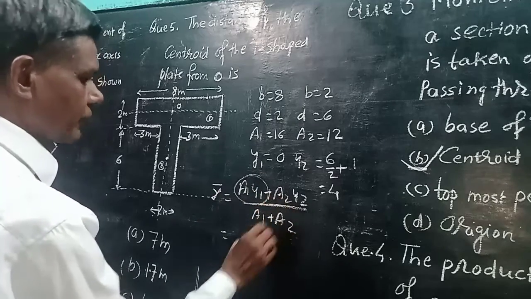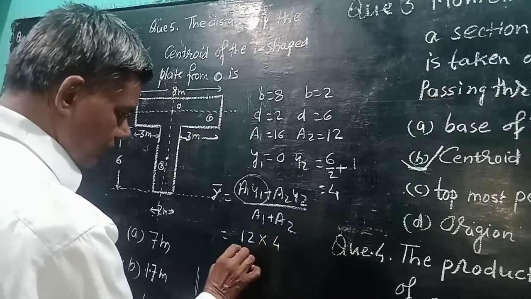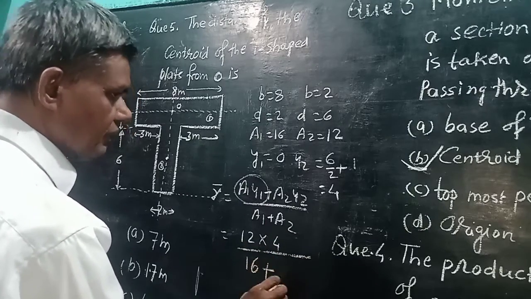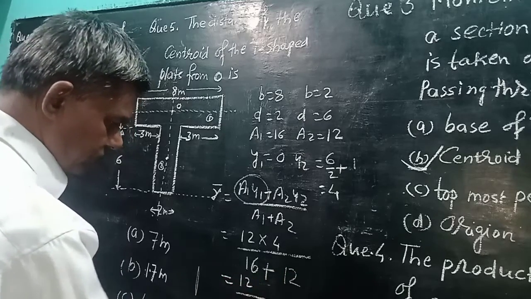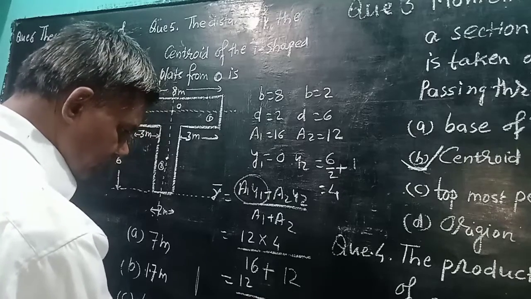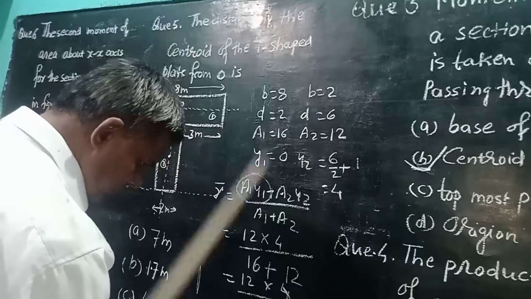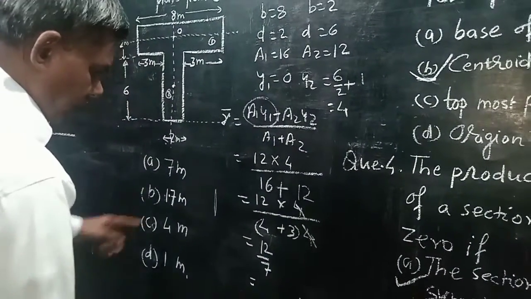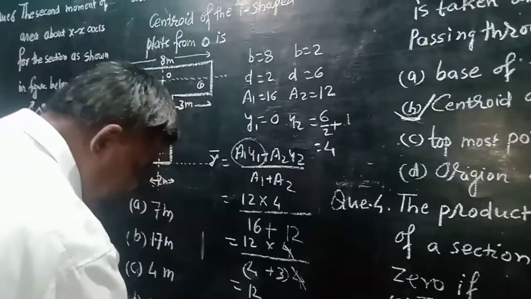So we put A2 equal to 12 into y2 equal to 4, and divide by area A1 equal to 16 plus 12. So this is equal to 12 upon, taking 4 common, 4 times 4 is 16, 4 times 3 is 12. This 4 and this 4 cancel. So the answer is 12 by 7, which means 1.7. This is the answer, 1.7 meter.